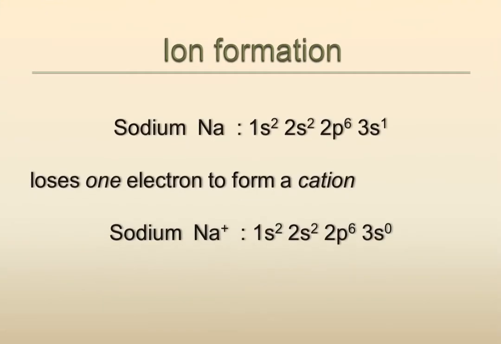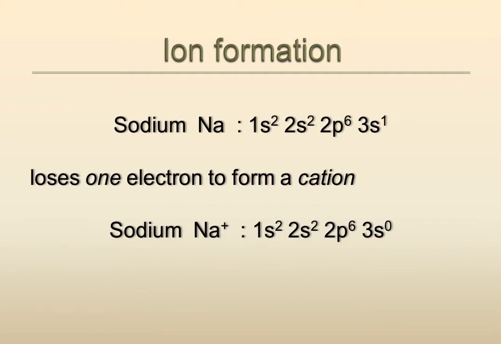So let's just look at some examples of ion formation. Here's sodium. Sodium is a metal. It has one electron in its outermost shell and will tend to lose one electron to form the sodium ion. I've put 3s0 at the end, you'll notice, just for illustration purposes only. You generally do not need to put that at the end.